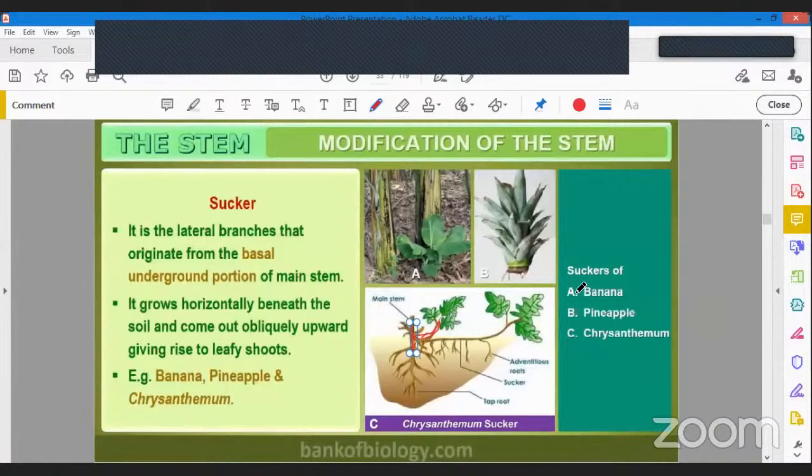Example: banana, pineapple and chrysanthemum. Chrysanthemum means sevanthige. So take it down.